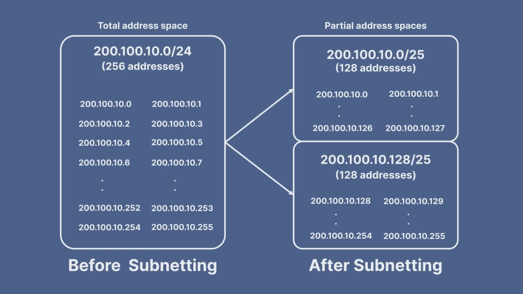Representation of the subnet mask. A subnet mask is a 32-bit number made of 1s and 0s. The 1s identify the network, and the 0s represent the device, the host.